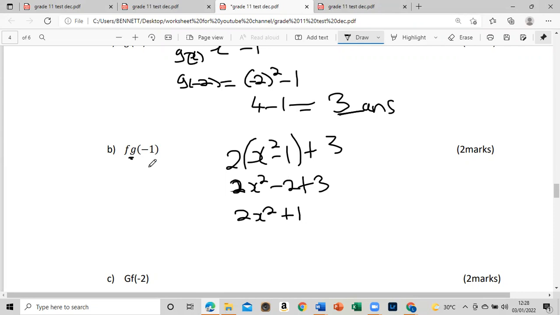Alright, so now we must substitute negative 1. So we're going to do that. So 2 times negative 1 squared plus 1. So that will give us 1, because a squared number is positive, right? So 2 ones, 2 plus 1. That will give us the final answer, 3.